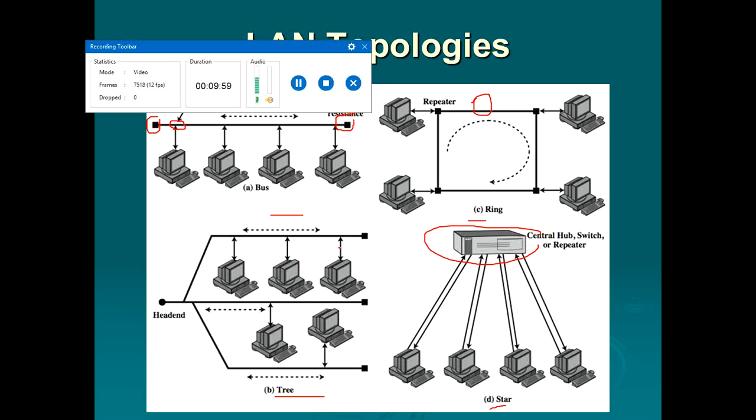Now in case of tree topology, again if you see, you have the terminators over here, and a bus will be attached to the main bus. A bus is attached to the main bus, and the systems can be connected either to the main bus or to the other bus which is propagating. So a tree topology is a generalization of the bus topology. The transmission medium is a branching cable with no closed loops.